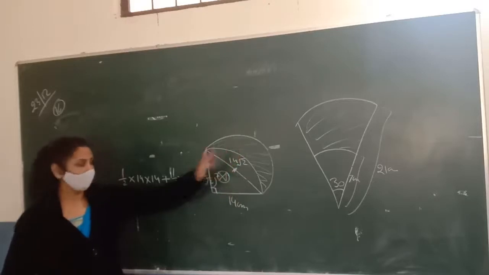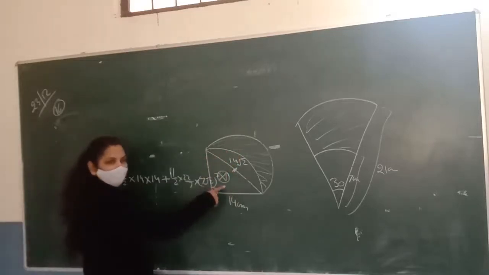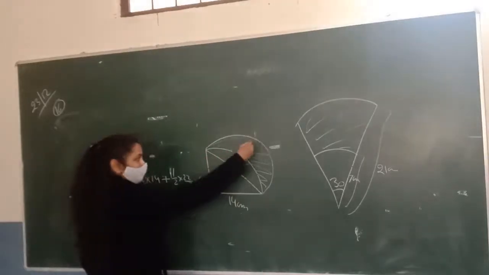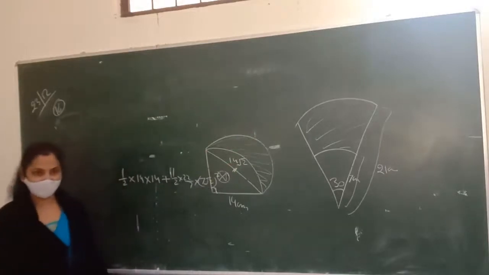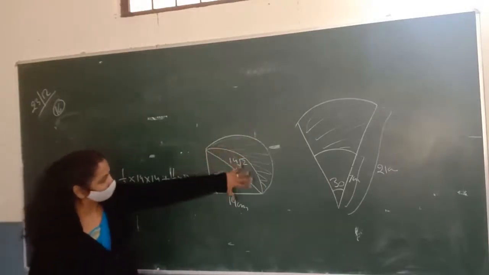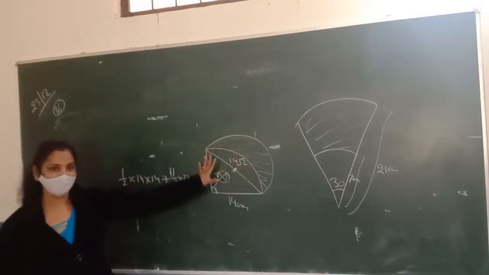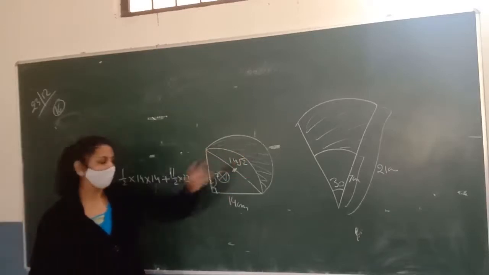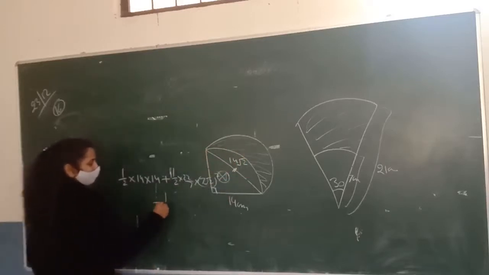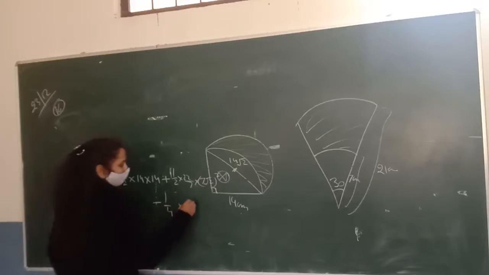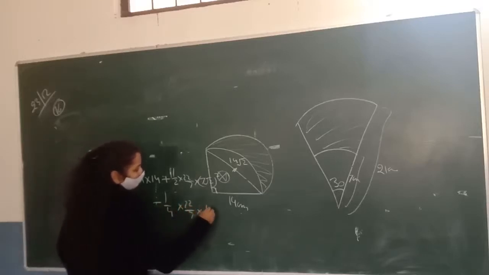whole figure. What did you do? You found the area of the triangle, added the semicircle to it, so you have found the area of the whole figure. Now you are going to subtract the quadrant from this figure. So what will remain? This will remain. And then subtract the area of the quadrant, that is 1/4 into pi into r square.